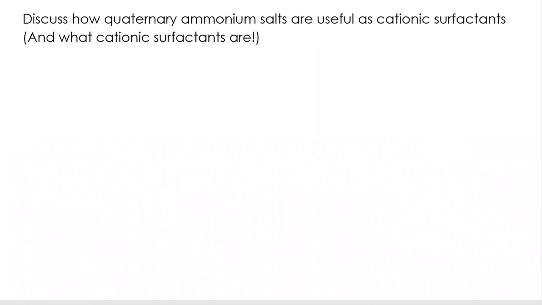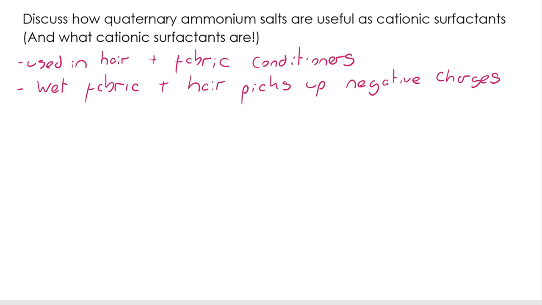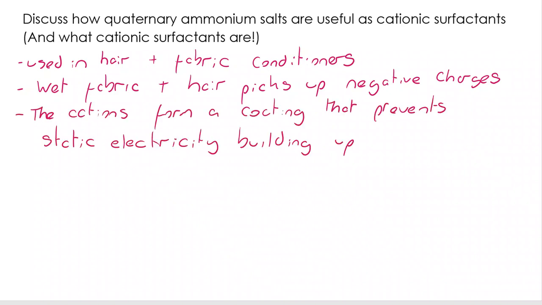Now, we do need to use quaternary ammonium salts. They're very useful as cationic surfactants. What does that mean? Where do we use them? Well, we use them in hair conditioner and fabric conditioner, and what can often happen when you have wet fabric or wet hair is you can get negative charges start to build up on them. You start to get static electricity, so your hair might start to stand on end, as an example. These cationic surfactants, the quaternary ammonium salts, actually form a coating that prevents that static electricity building up, so you don't get that flyaway hair. You don't get that build-up of static electricity in the clothing.